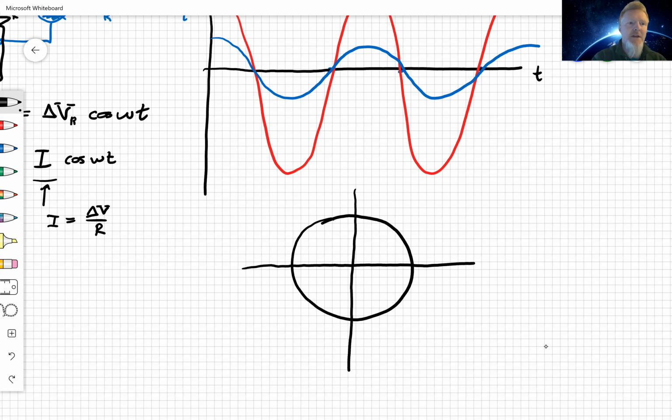Okay, so let's draw a phasor diagram. Red was the voltage. So I'll pick a spot. I always typically pick something about 40 degrees so you can see it in the first quadrant.